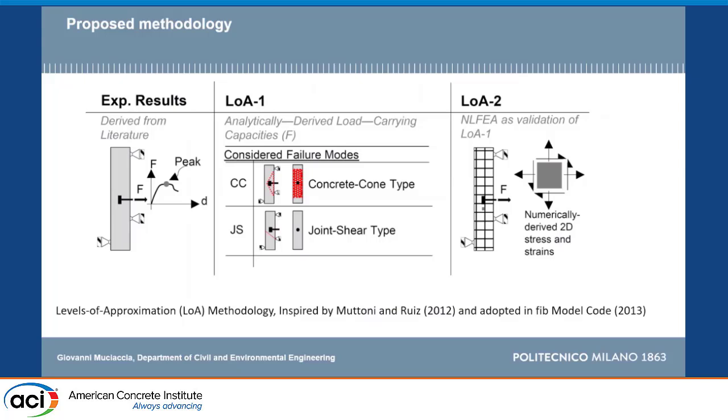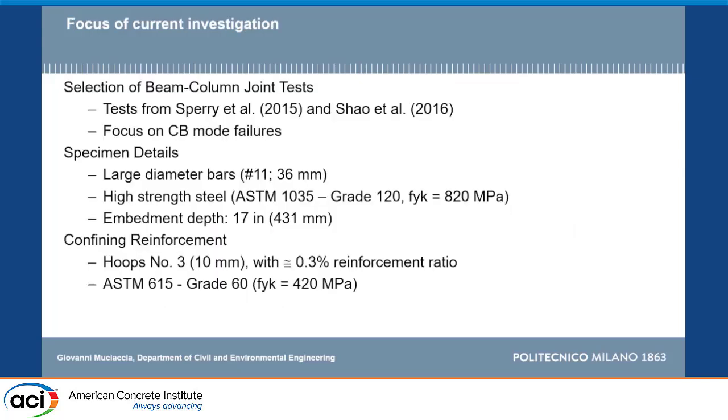So we adopted a little bit this idea of the level of approximation, which now we use in fib, where, let's say, the first level of approximation is analytical, and then we make non-linear finite element analysis, okay, a little bit as a sort of validation. And we try to focus also on some tests for which we have some information, I mean, not only the maximum capacity, okay, but some information regarding some point of measurement of strain, which could help in this validation.